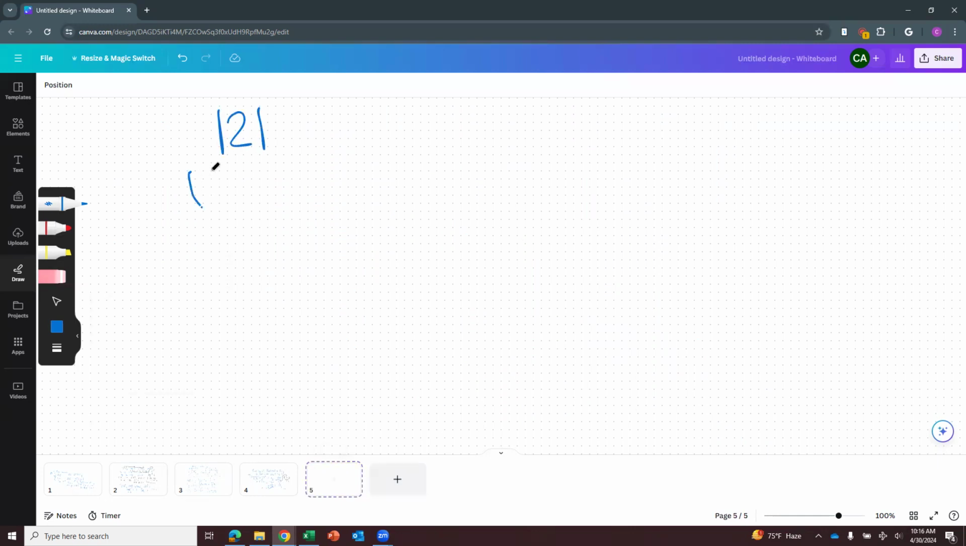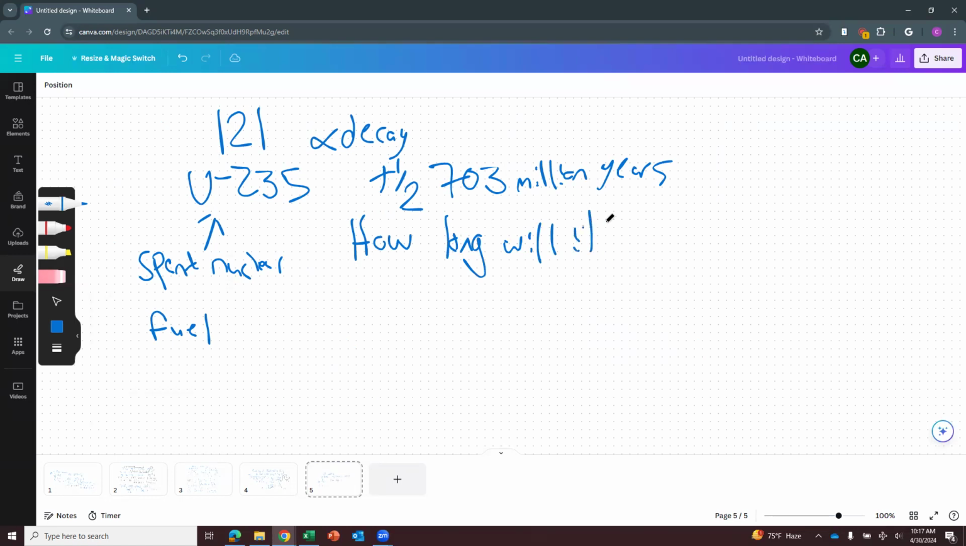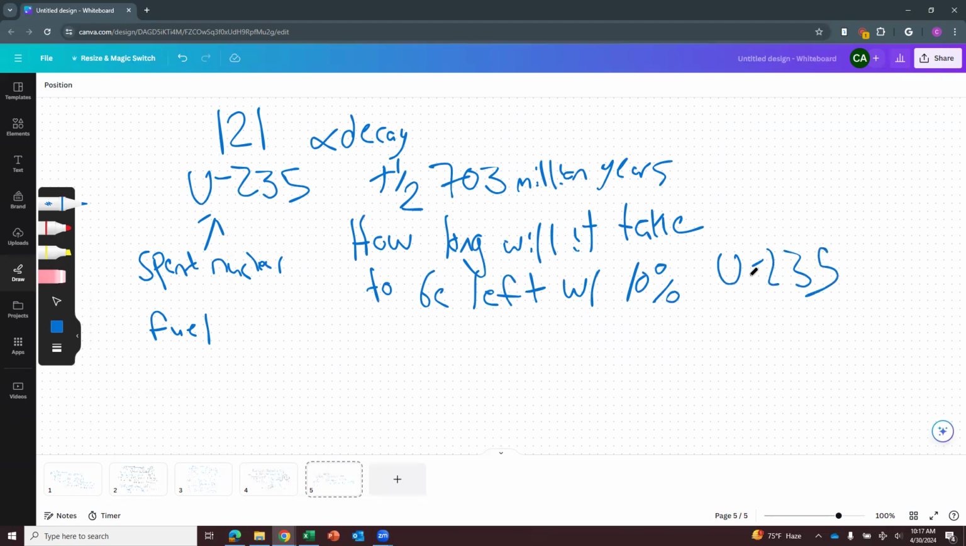This problem says U-235, which is spent nuclear fuel, goes through alpha decay with a half-life of 703 million years. And the question is, how long will it take to be left with 10% of U-235? So how long will it take to break down until we only have 10% of it left?